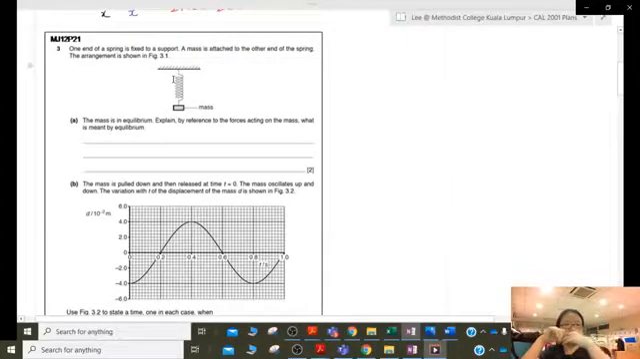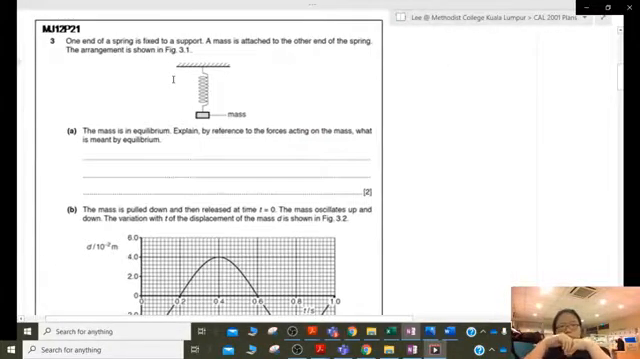So in this question, it says that one end of a spring is fixed on the support and the mass is attached on the other end, and the mass is in equilibrium. Explain what is meant by equilibrium.